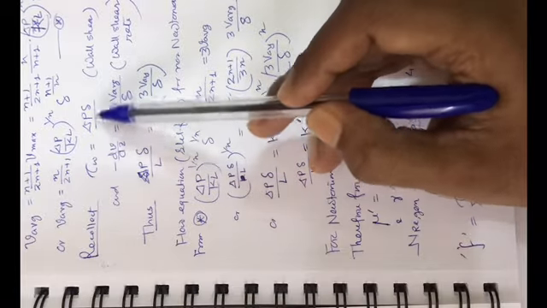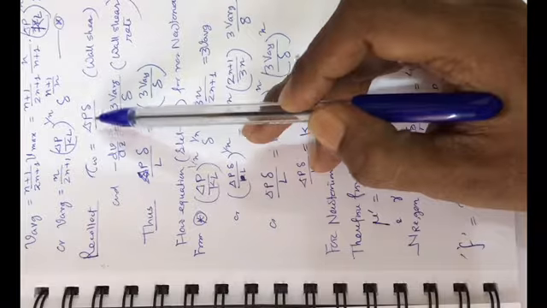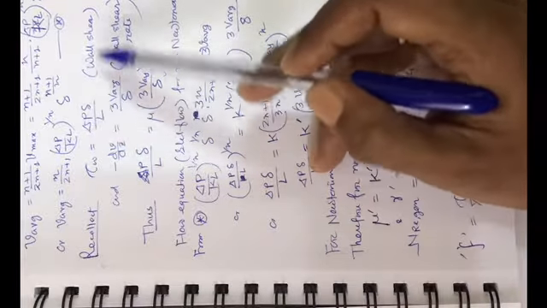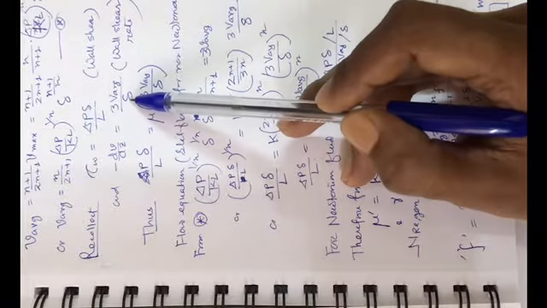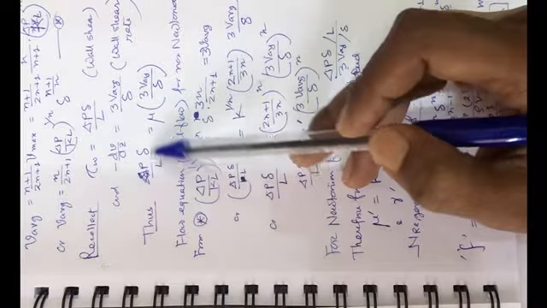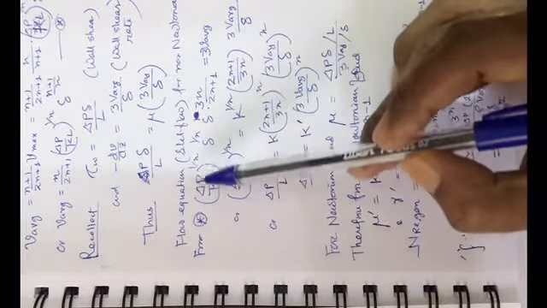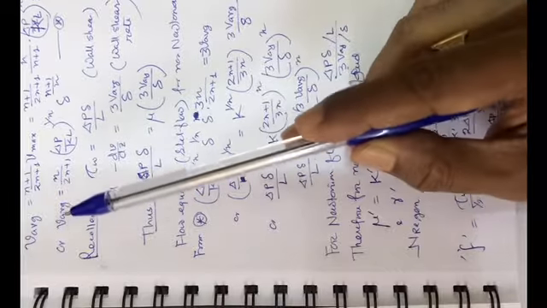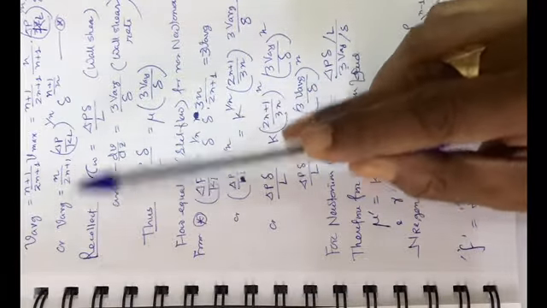Tau W is equal to ΔP into delta by L. ΔP by L is the pressure gradient, and the wall shear rate is 3 V average by delta, and thus what we can say is that this wall shear stress is equal to mu into wall shear rate.